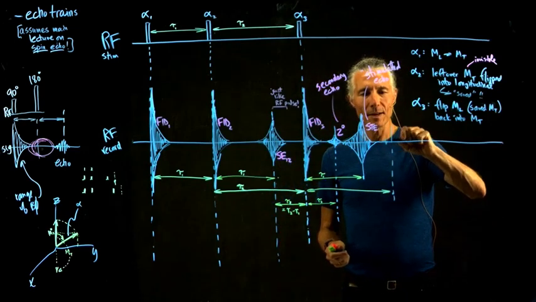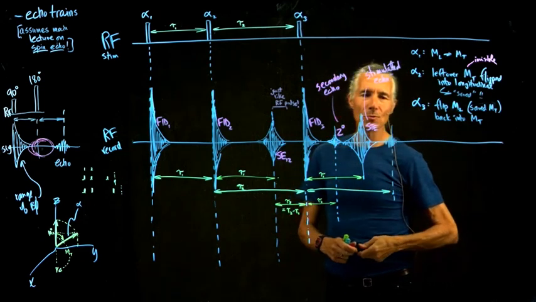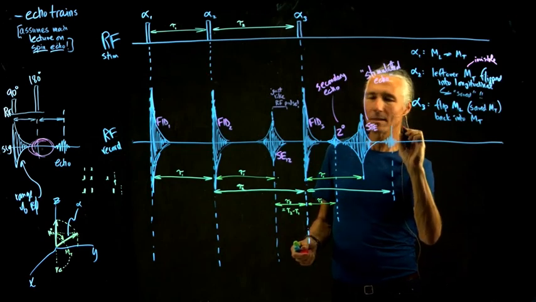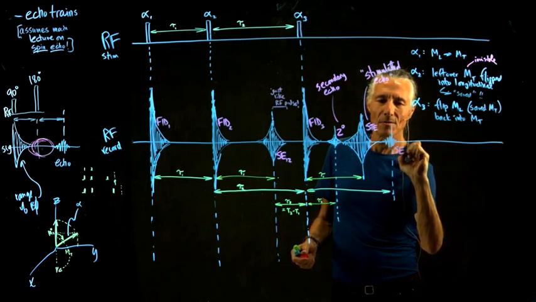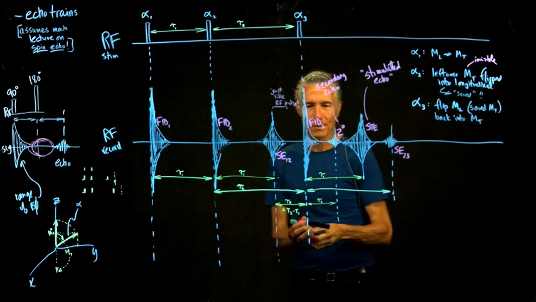So there'll be another SpinEcho here. So that's SpinEcho from 2. So that's SpinEcho from 2 and 3. So this is tau 2.